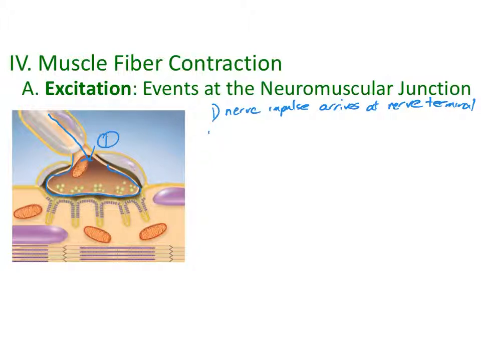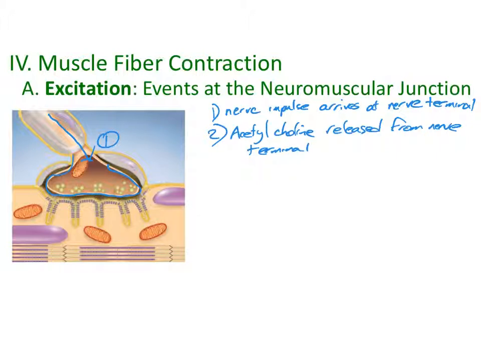Second step is that nerve impulse needs to stimulate the release of acetylcholine from the nerve terminal. So acetylcholine released from nerve terminal. So it's these little tiny dots that are getting released into that synaptic cleft, which we will get into the anatomy of that later.